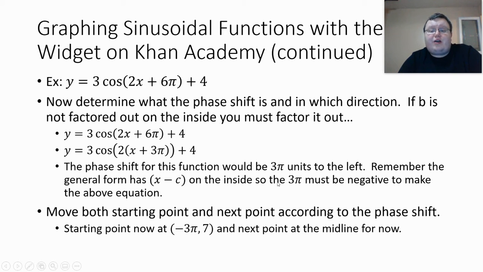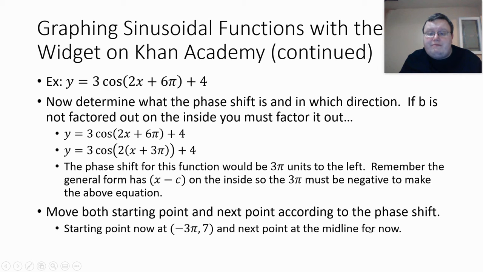So this is going to start at 3 pi to the left. Remember, by default, it starts at 0. Just like your default midline in y is 0, your default starting point in terms of x is 0 also. So this has been moved 3 pi units to the left, so negative 3 pi, in other words. You want to move both the starting point and the next point according to the phase shift. So my starting point, remember the y coordinate of it is 7. We already determined that. So now I'm going to be back 3 pi to the left in terms of x. So I'm going to be at negative 3 pi comma 7.